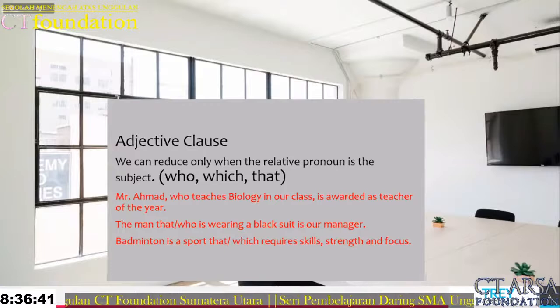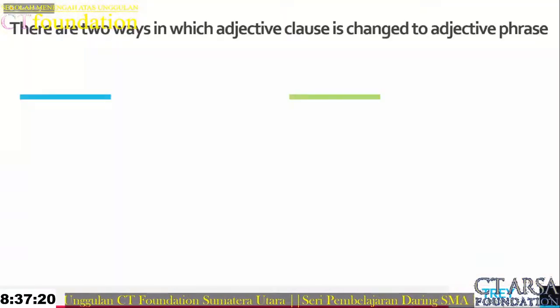Okay, right. So another adjective clause is: badminton is a sport that or which requires skill, strength, and focus. Also here we use which or that. Which here is a subject, because after that it's followed by the verb requires. So this is an example of an adjective clause using who, which, and that, and those are the pronouns. The function is as subject. We have not reduced it; we're going to reduce it later. Okay, right. So here is an example.